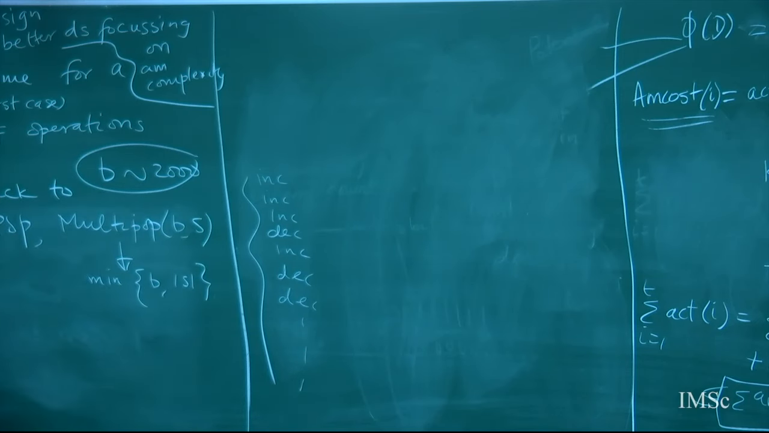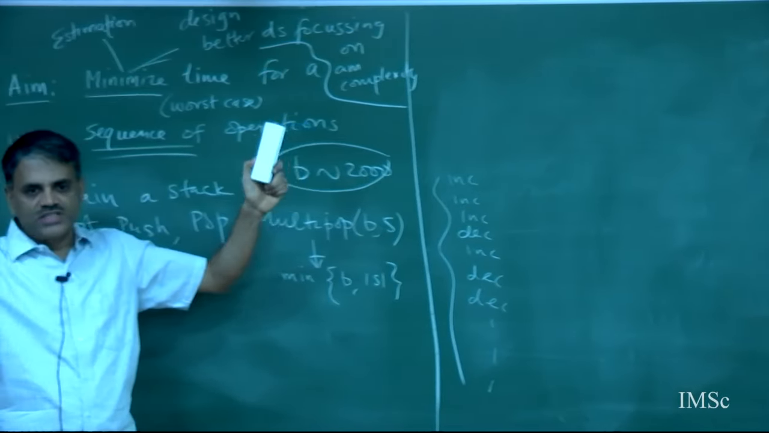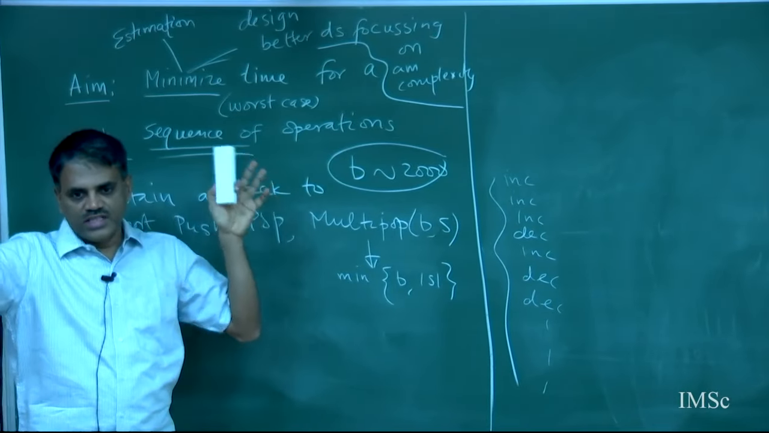Then what do you expect? Order B. The amortized cost will be order B, because you can come up with a minimum time sequence, and I will also say a worst case sequence. Amortized complexity is, for any sequence of operations, the upper bound. That's what I'm arguing here.